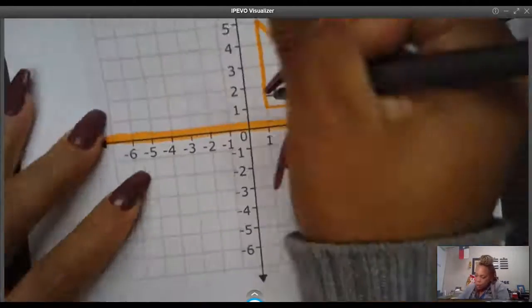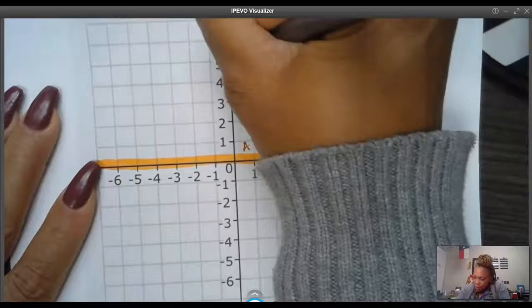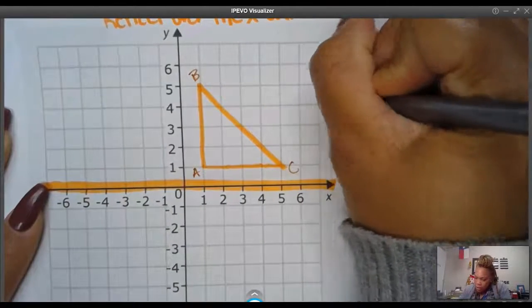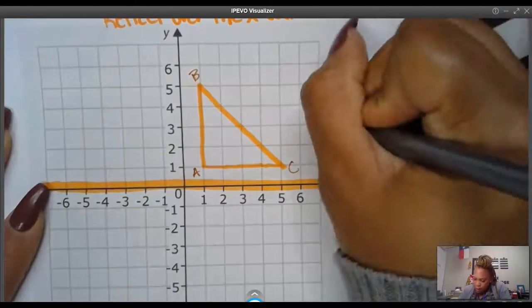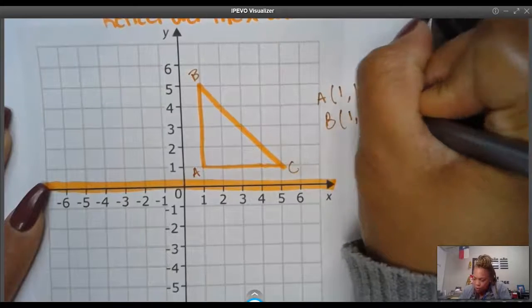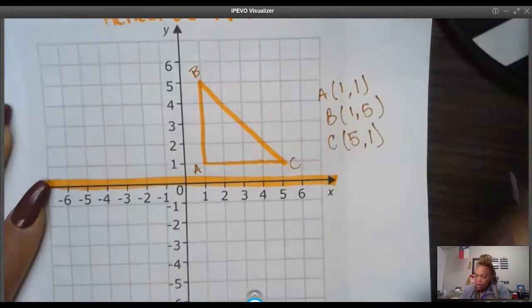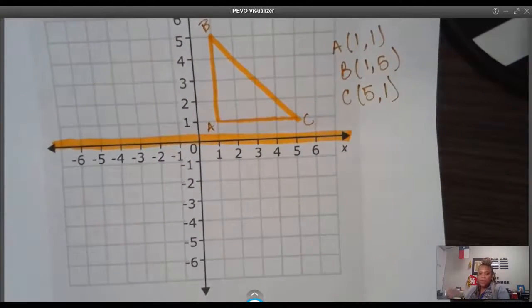Let me go ahead and label my points. This is A, B, and C. And the coordinates are the same, just as we discovered earlier: A is 1, 1. I kept the same coordinates for the original image, or the pre-image. And so now let's reflect it.